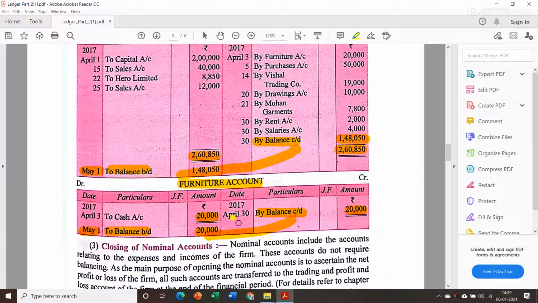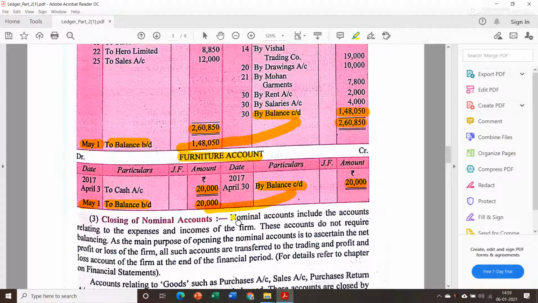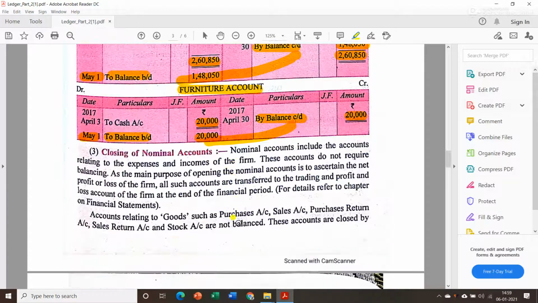Now this also is important because it will help us in preparing trial balance. How to prepare trial balance, we will also see in this session. Now let us see how we are supposed to close nominal accounts. Nominal accounts, we know, are related to the expenses and incomes of the firm.